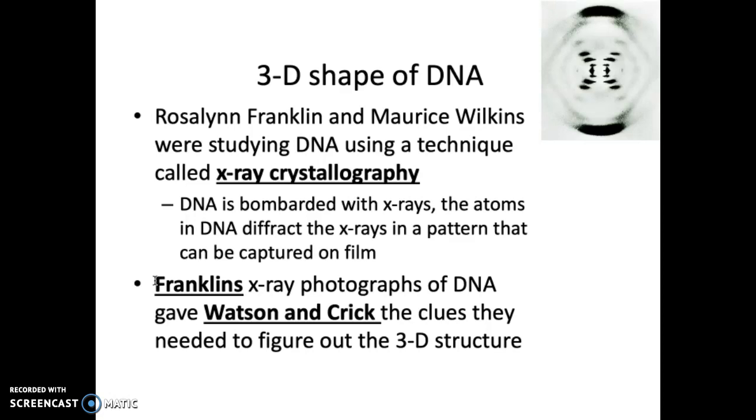it was not very common for women to be in labs, and they weren't necessarily happy that she was there. They thought she should be an assistant instead of a scientist, like she actually was. So Maurice Wilkins took her data, all of her x-rays, and he gave them to Watson and Crick, and they got the clues that they needed to figure out the 3D structure.